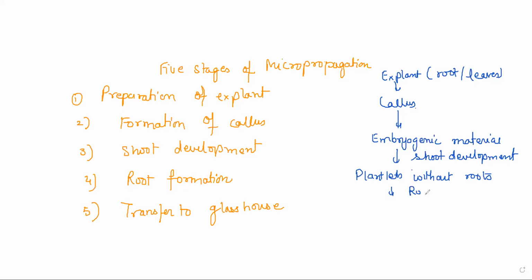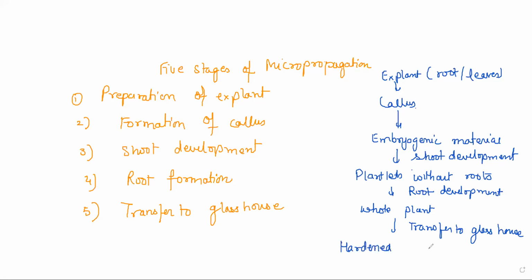Then after that, there is a root development. Means the whole plant is formed over here. Then this is transferred to the glass house. So it will harden over here and we get an established plant. So this is the process of micropropagation. This is the first advantage of using tissue culture or a cell culture.